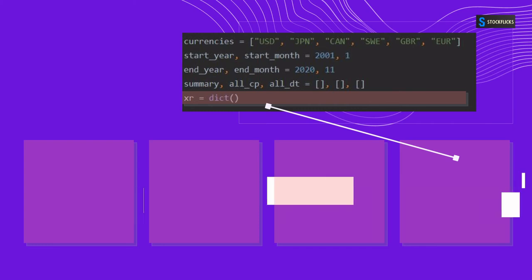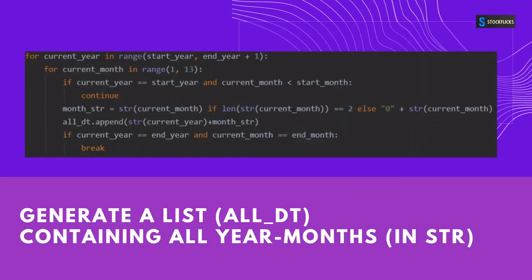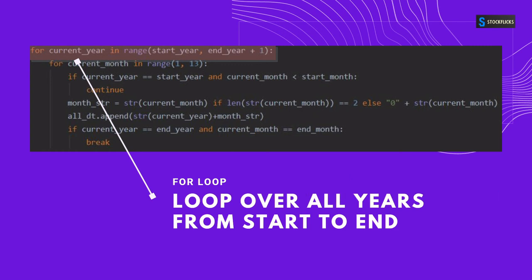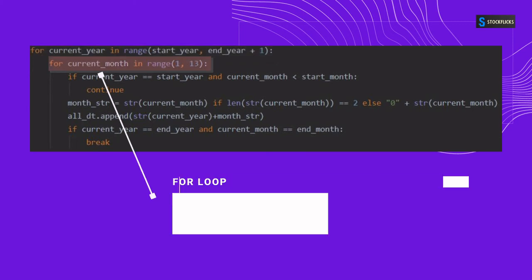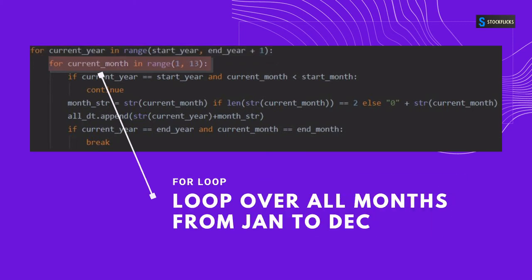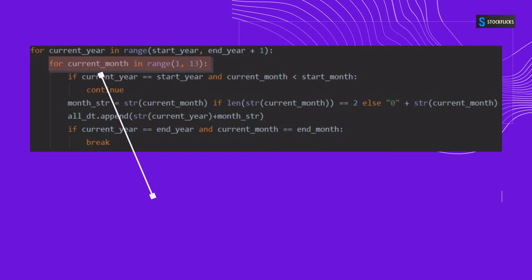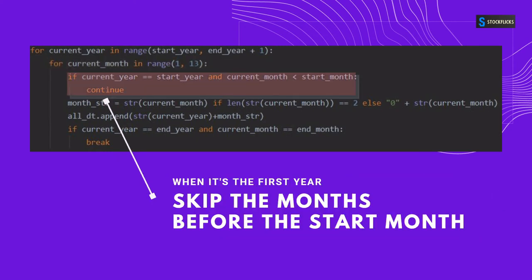Next, we will generate a list containing all years and months. Note that these are strings right now, but we will change them to datetime type later on. We first use a for loop to loop over all years, from the starting year to the ending year. Then, we will use another for loop to loop over all months, from January to December. For the starting year, we will skip the months before the starting month. We will use the keyword continue to skip to the next iteration.